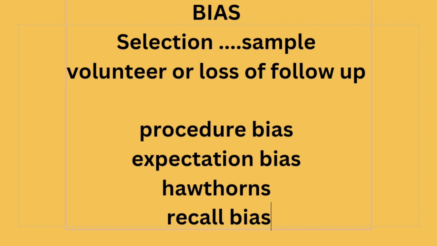Then expectation bias. Sometimes the researchers who are doing a study expect a certain outcome of the study. For example, if they are studying smokers, they already know from their knowledge that smoking increases the risk of CA lung. So it can affect the outcome of their study. It is basically their expectation that most of the smokers should develop CA lung. So this is expectation bias.